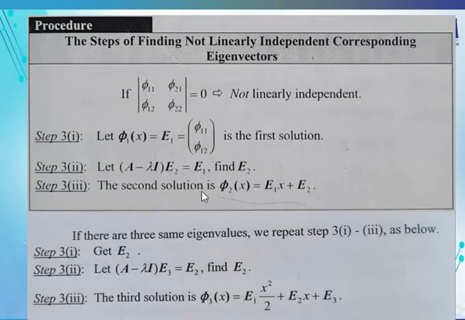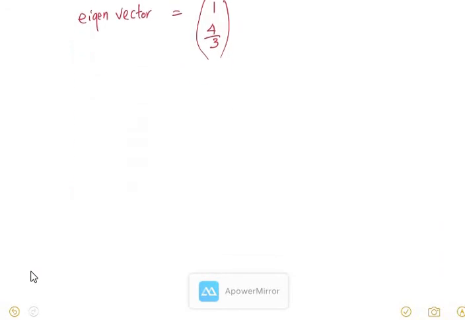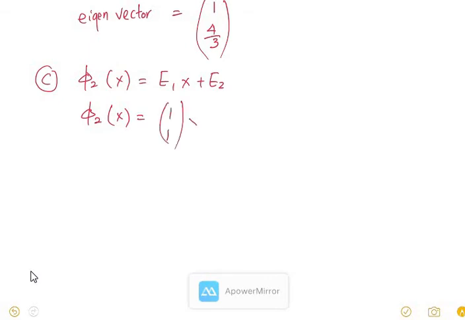Next is the second solution. Eigenvector 2 equal to E1 x plus E2. So eigenvector 2 equal to E1, which is 1, 1, plus E2, the answer that you obtained just now. So we can also write it in the form of x plus 1 and x plus 4 over 3 for eigenvector 2.